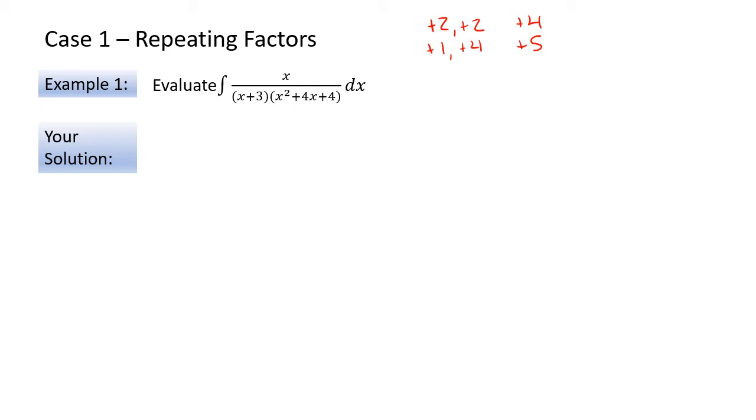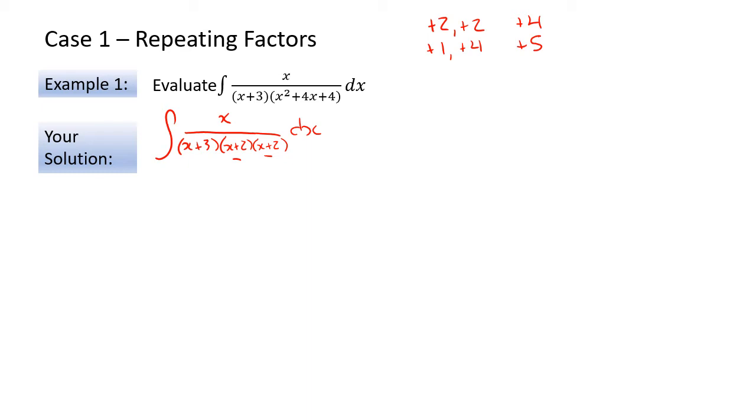So we can rewrite this integral as the integral of x divided by (x plus 3) and (x plus 2) and (x plus 2). So you can see that we have two of the exact same factors here. So because they're repeating, we have to do the same slight tweak to partial fractions that we did in the previous slides of this lesson. So we can write this out as partial fractions.